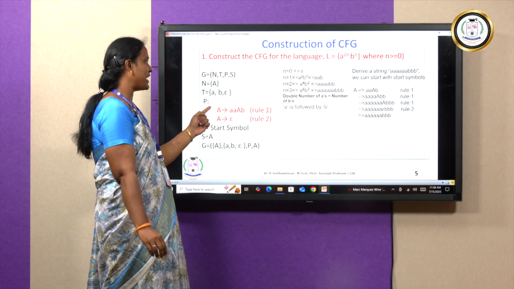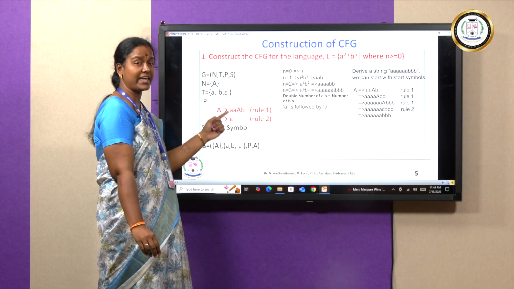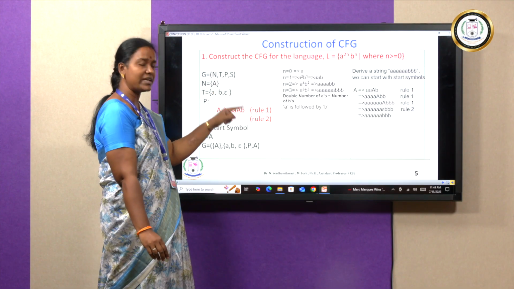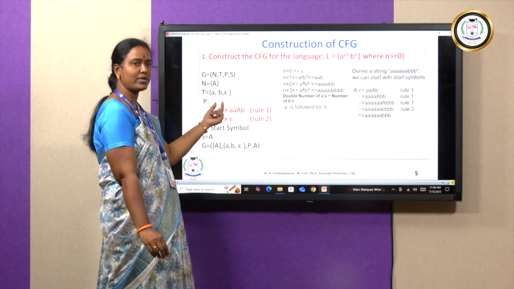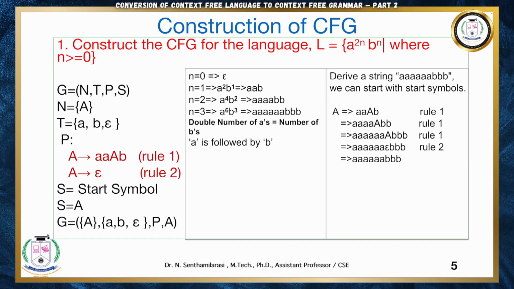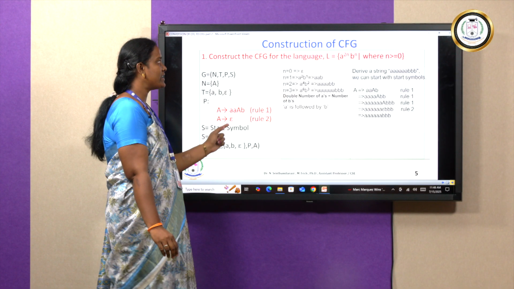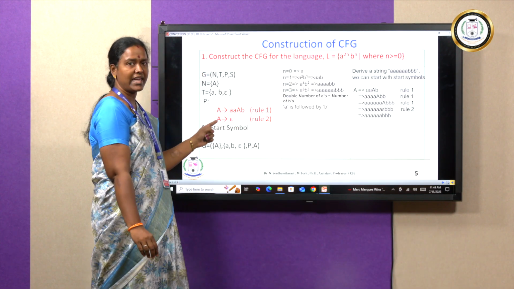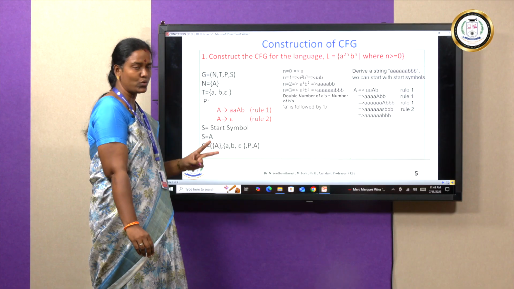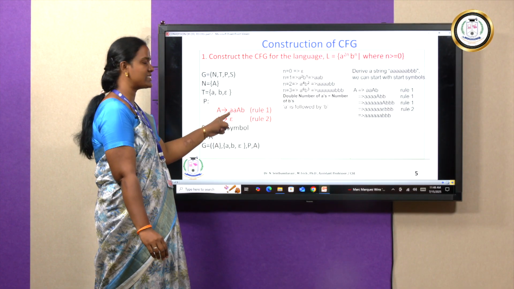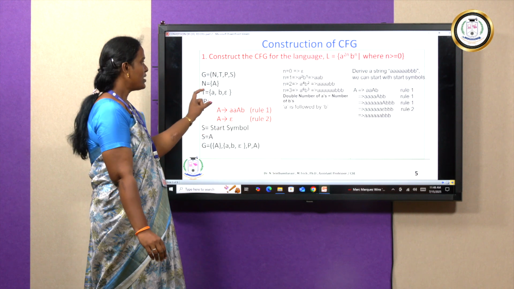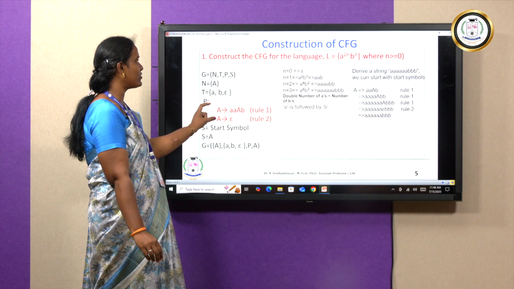So normally A implies aAb for a power n b power n. Here it is a power 2n, meaning we need to add 2 a's in the beginning, so the production rule becomes A implies aaAb. As n equal to 0 gives epsilon, we are also putting A implies epsilon. So we have two rules: A implies aaAb and A implies epsilon. These are the production rules. Based on these production rules I need to derive the grammar.